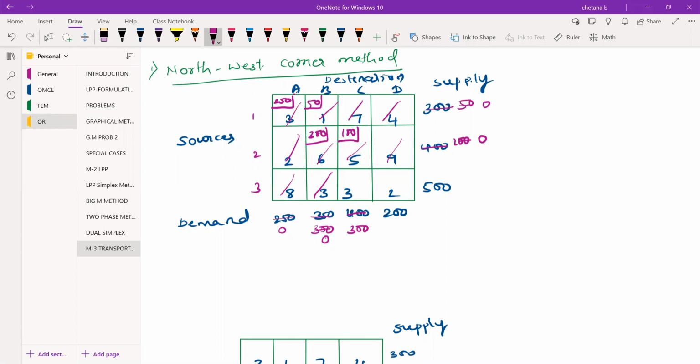Then freshly if you start, this will be the northwest corner. Out of 300 and 500, you need to allocate the minimum, which is 300. This is 0, and this is 200, which is remaining.